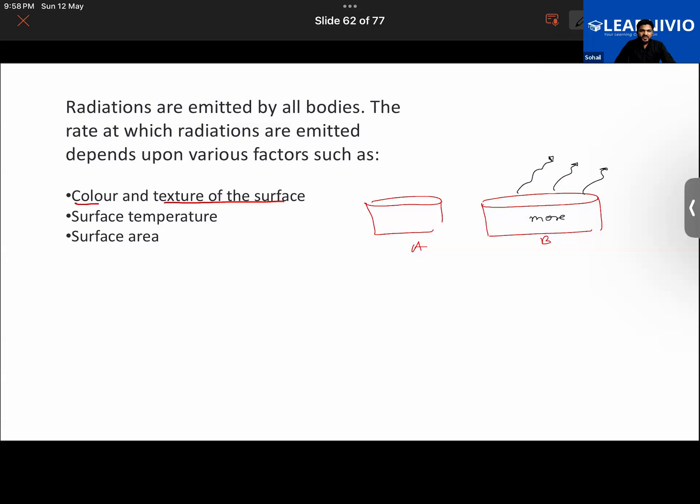Surface temperature also defines the radiation. So there are different factors that define the rate of radiation. It could be temperature, it could be area. You guys getting the point or not? It would also depend upon the physical state of the substance. Water in its liquid state will radiate more heat as compared to the solid state.